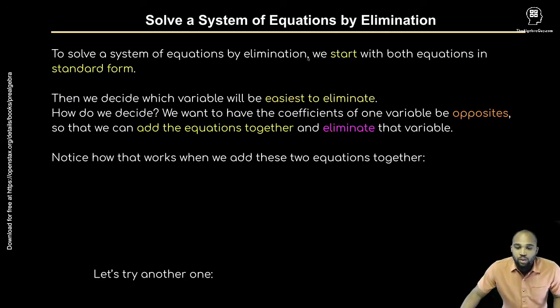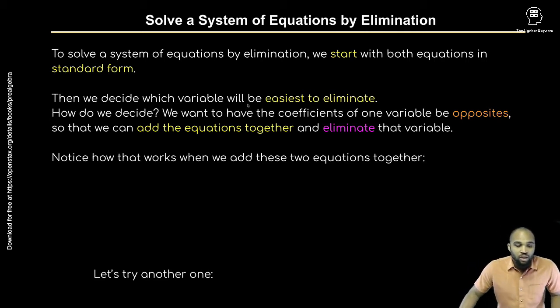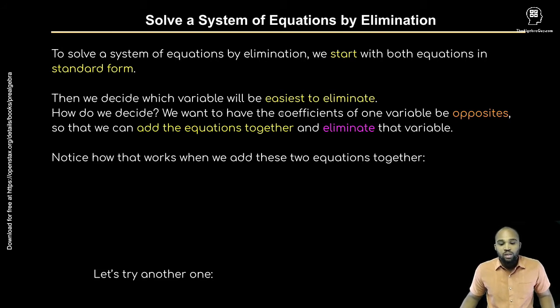To solve a system by elimination, we start with both equations in standard form. I'm going to show you step by step what I mean. Then we decide which variable would be easiest to eliminate. How do we decide? We want to have coefficients on one variable be opposites so that we can add the equations together.